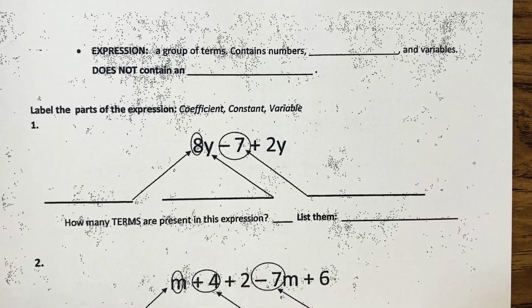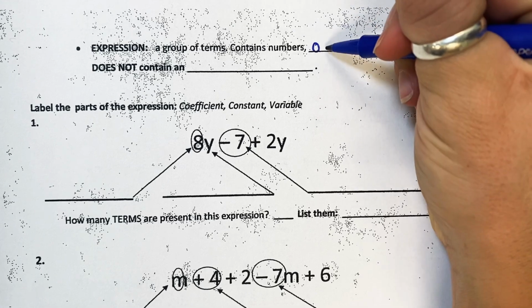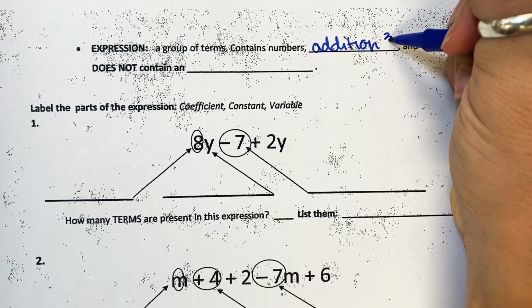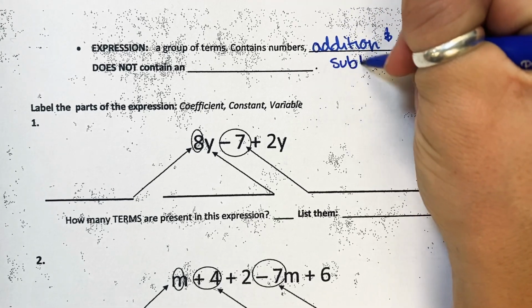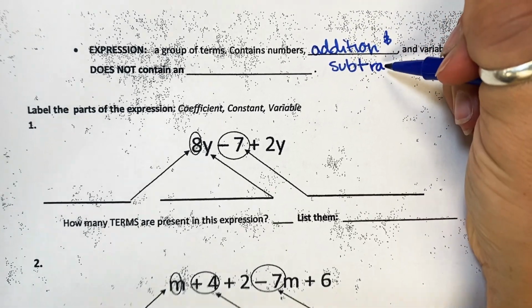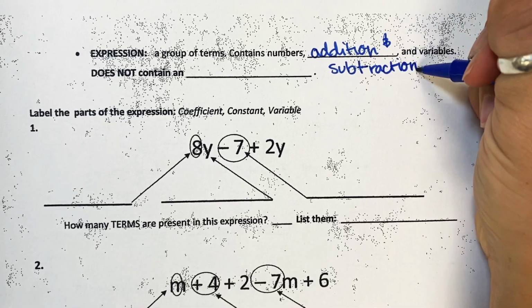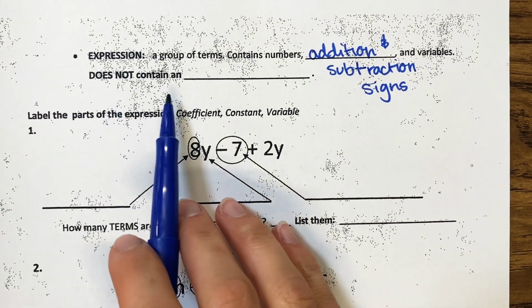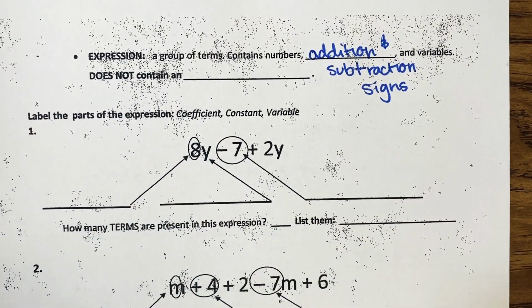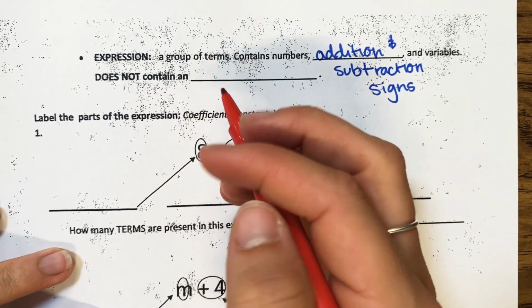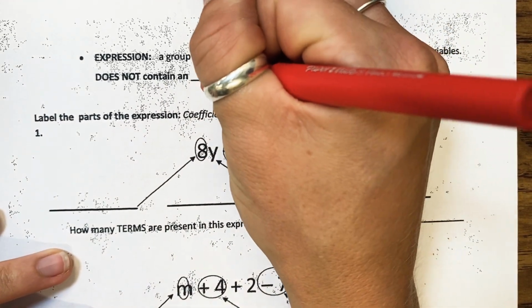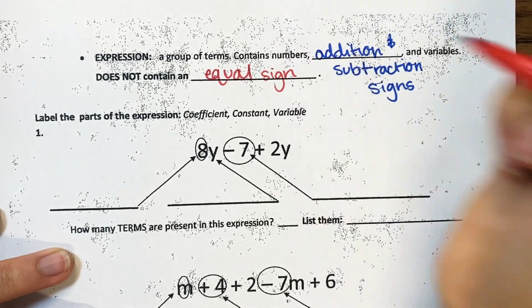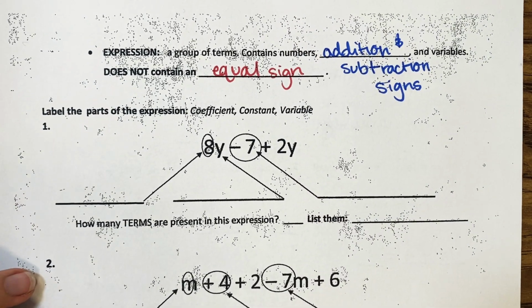Okay, we're going to put operation signs. Actually, addition and subtraction signs. It does not contain, so expressions never have what? Does not contain an equal sign. If it did, it would be an equation, not an expression.